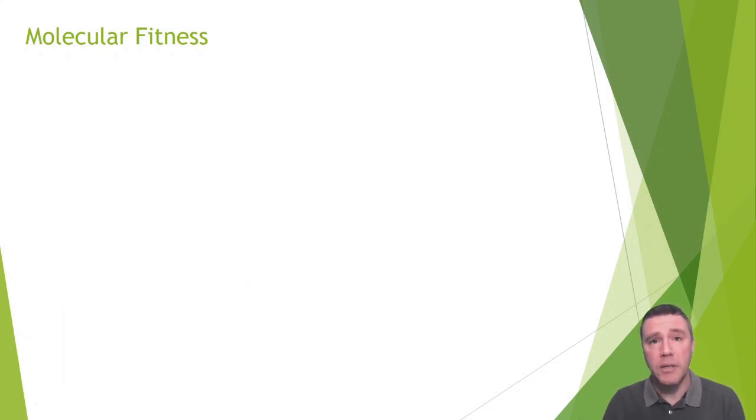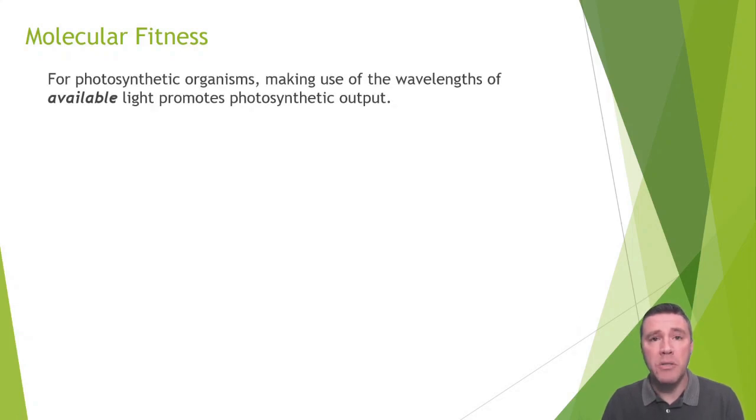Photosynthesis requires light. Visible light is a combination of a variety of wavelengths, from red around 740 nanometers to violet just below 400 nanometers. Photosynthetic organisms have evolved pigments to take advantage of the wavelengths of light available to them in their environment.